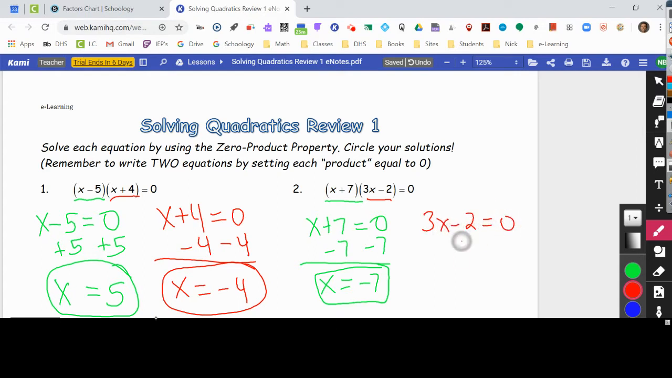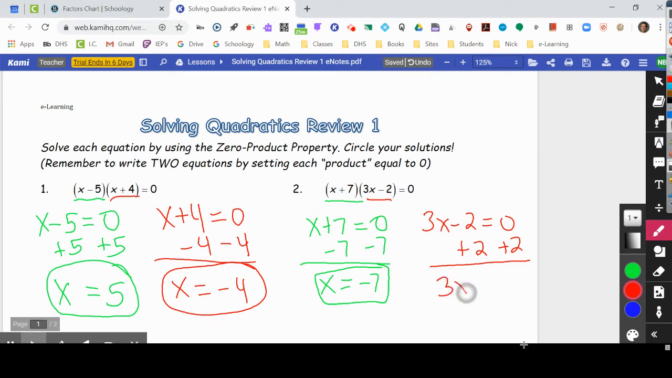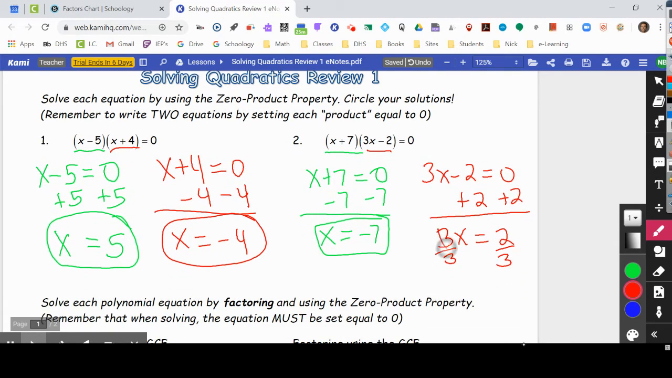And I'm going to solve this equation. We start by adding 2 to both sides. Remember, we always do inverse operations to solve. So then we get 3x is equal to 2. Then we divide by 3. And if our answers don't simplify or reduce as fractions, we're just going to leave them as a fraction, 2 over 3. We do not want to write these as decimals, just leave it as a fraction. All right, so that's using the zero product property once my equations are already in factored form.